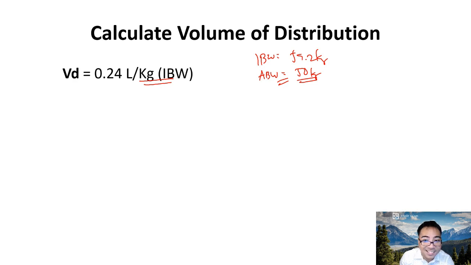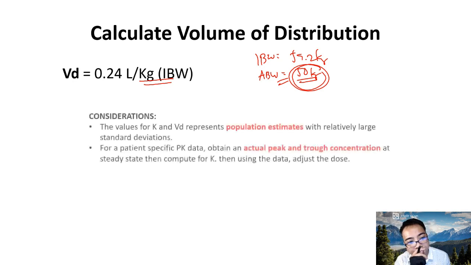Why? If I use 59.2, where did the excess 9 kilograms come from? That would be an imaginary weight. There's nowhere that 9 kilograms came from. So, class, I'll be using my actual body weight. Again, we only use actual body weight if it is lesser than the ideal body weight. If you still don't get it, class, rewind this part. Very good.